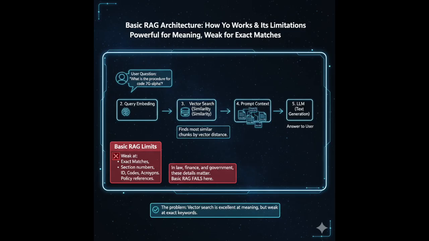Vector search is excellent at meaning. It's weak at exact matches: section numbers, IDs, codes, acronyms, policy references. In domains like law, finance, insurance, or government, those details matter. This is where basic RAG starts to fail.